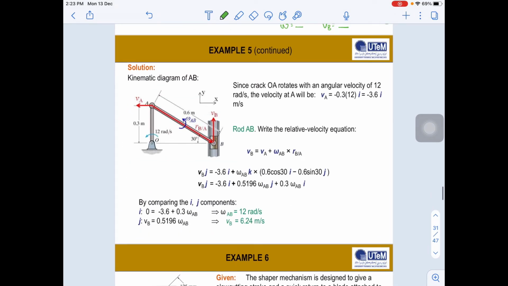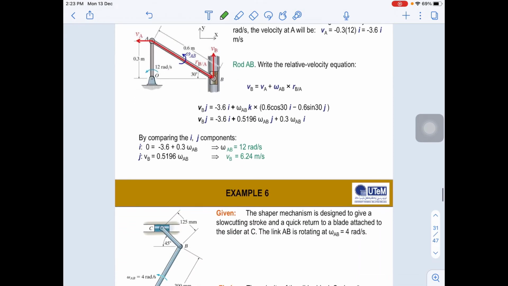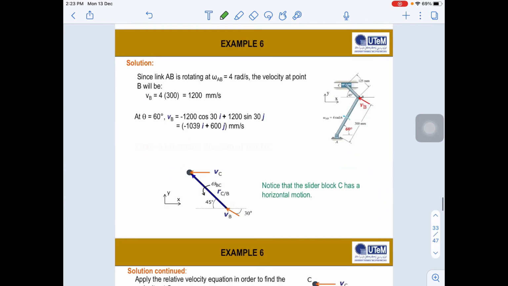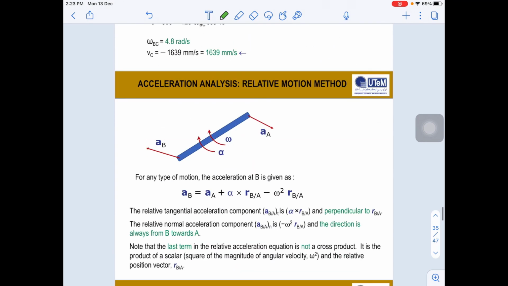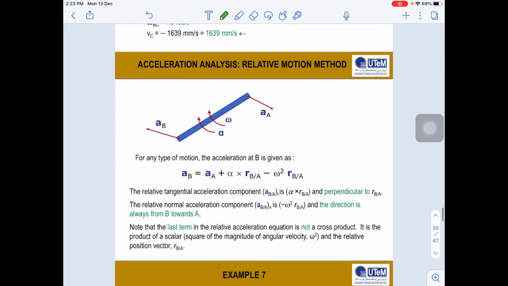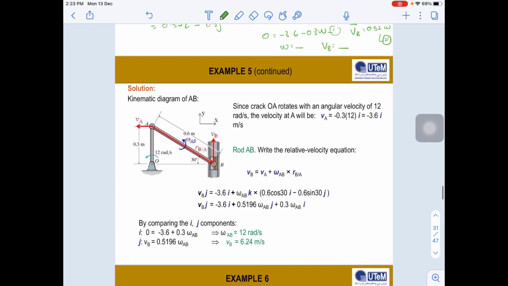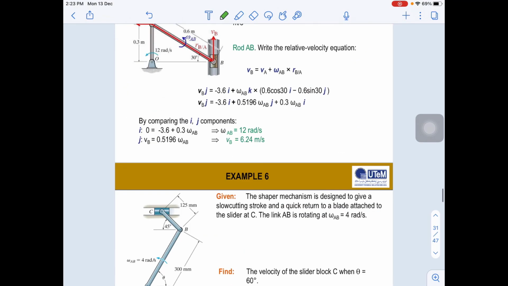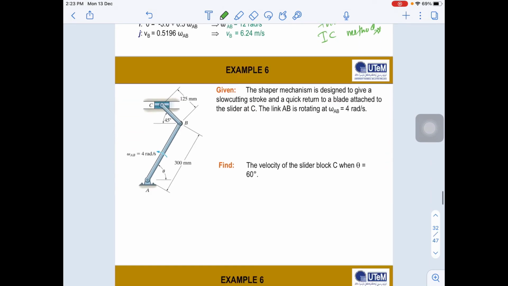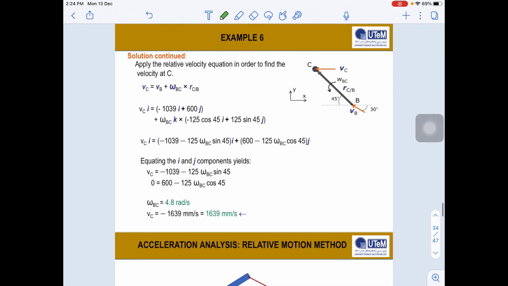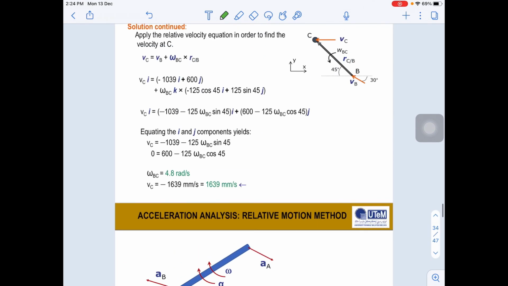Okay, you can refer this as well, right? Okay, now the acceleration analysis. You can try this using IC method. Also try this using IC method. Right, so this one example 6 I left to you to look at your own time.